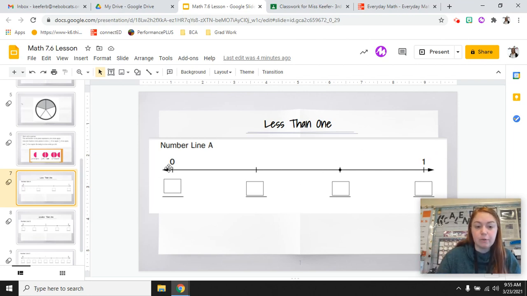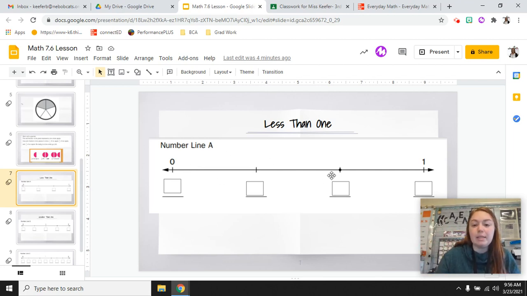The arrows here, so if you see how the number line has arrows on it, that's showing that it goes in either direction. So there's a lot of numbers less than 0. There's a lot of numbers greater than 1. It can go on forever in either direction.